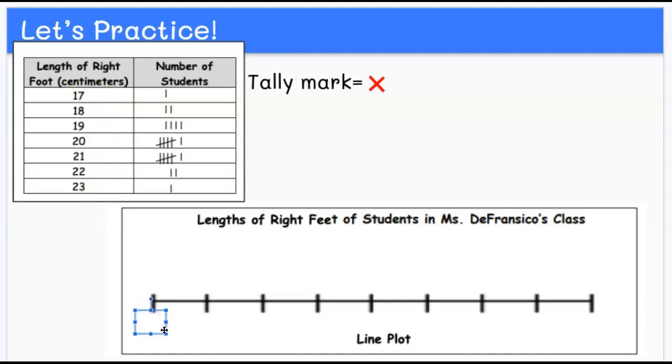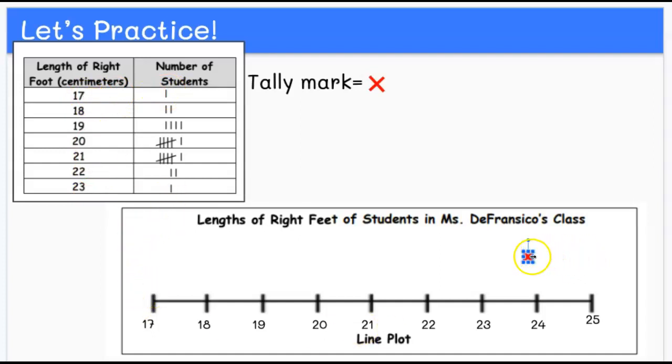I need to label those below. So I'm going to start at 17 this time. 17, 18, 19, 20, 21, 22, 23, 24, 25. So it went a little bit above where the chart ended, but that's okay. Now I'm going to look at how many students had each length foot. So I see 1 student had a 17-inch foot, or sorry, 17 centimeter foot.